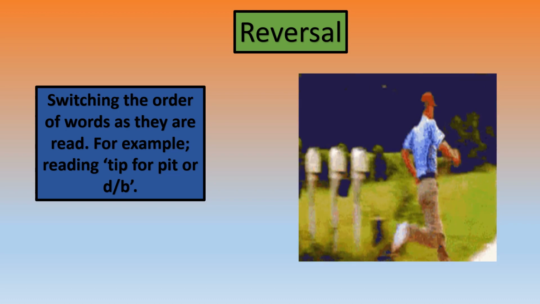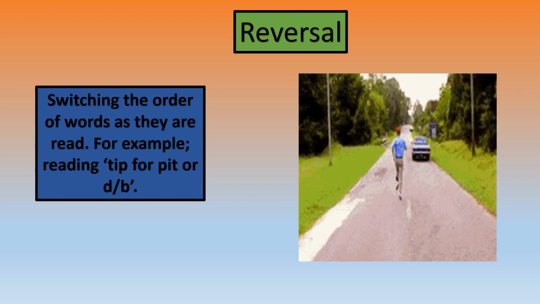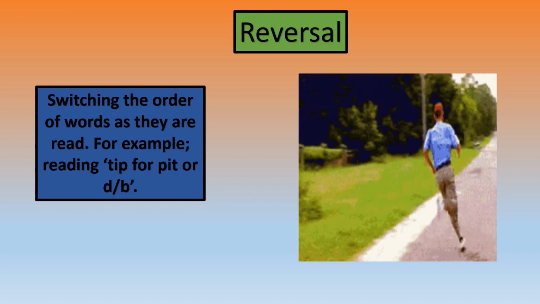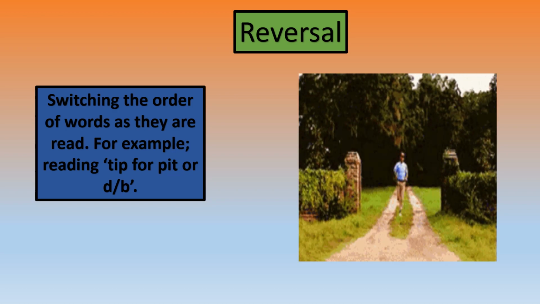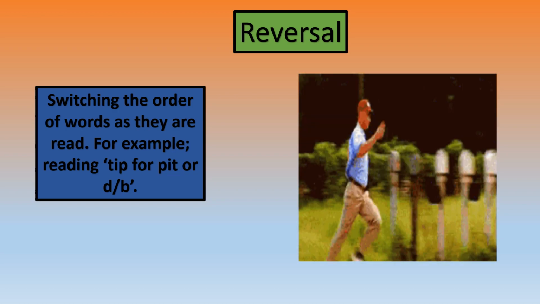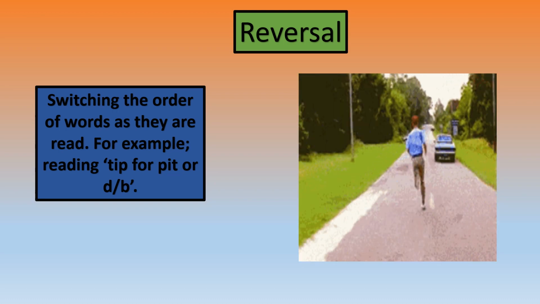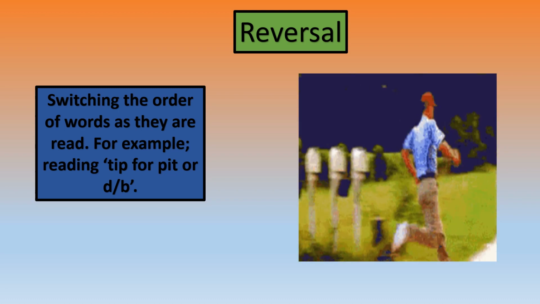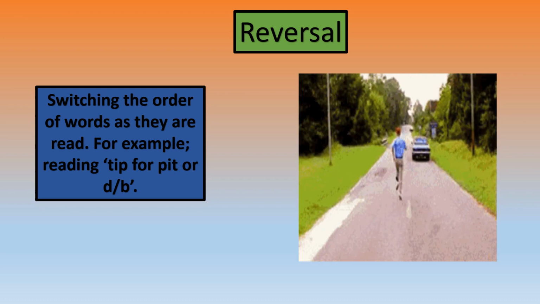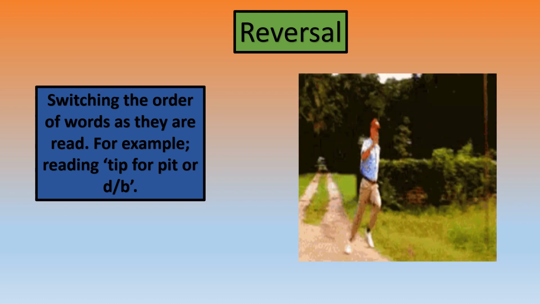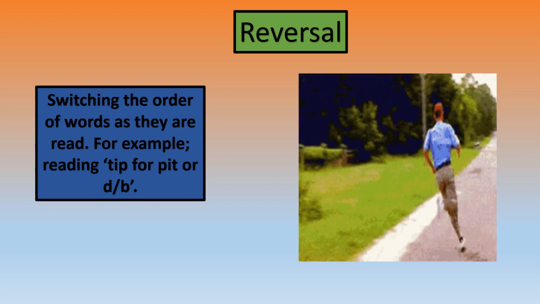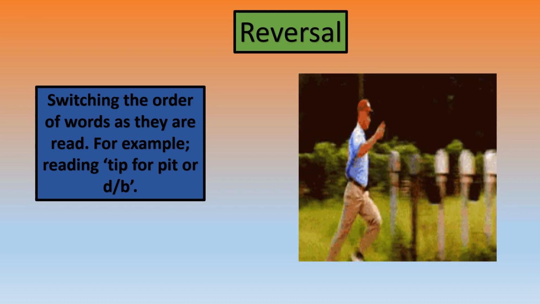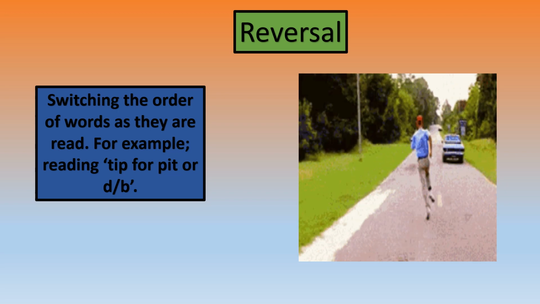Then we have reversal. And reversal is basically switching the order of words as they read. So a reader might read tip for pit, or they might substitute the d sound with the b sound while they are reading. Again, it is the instructor's duty or responsibility to point out these errors in order for the reader to self-correct.